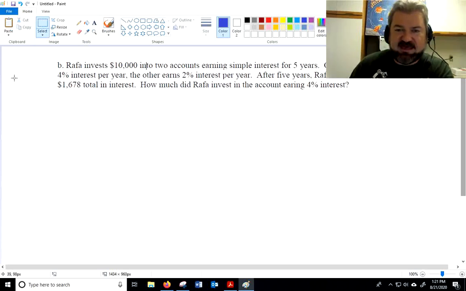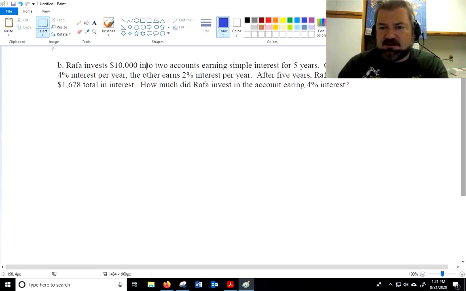Rafa invests $10,000 into 2 accounts, earning simple interest for 5 years. One account earns 4% interest per year. The other earns 2% interest per year. After 5 years, Rafa has earned $1,678 total in interest. How much did Rafa invest in an account earning 4% interest?